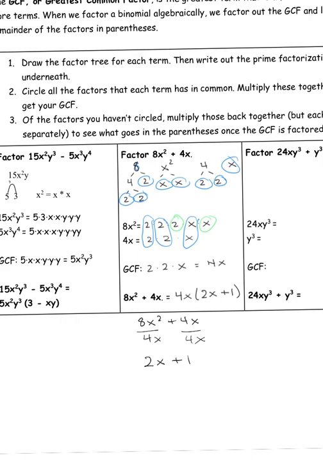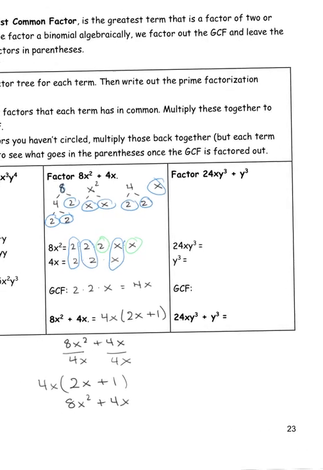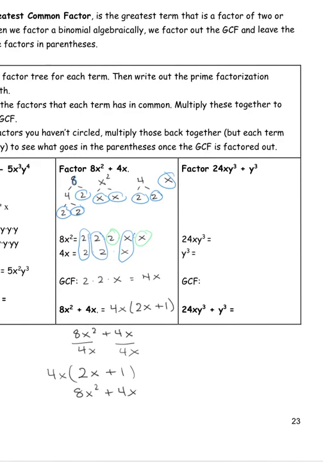If you want to check yourself, then you can always do the distributive property to check to make sure that you get it back. So remember, factoring is just like undoing the distributive property. All right, so I'm going to multiply my 2x by my 4x to give me 8x squared, and then my 4x times 1, which gives me plus 4x. You can always double check yourself by doing the distributive property. All right, let's take a look at the next example.